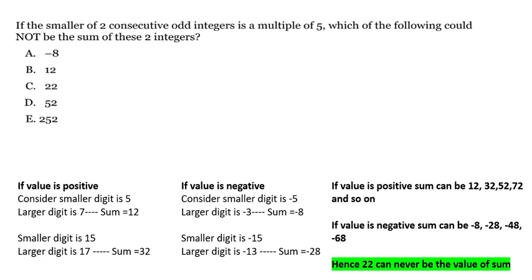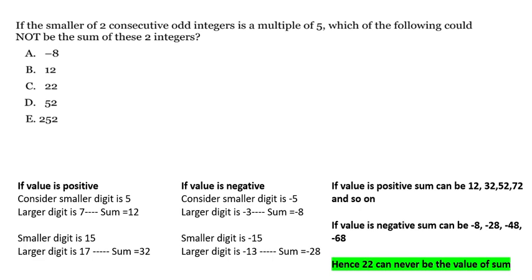So apparently, let's look at both the scenarios. In the first scenario, I'm presuming the values are positive. It is given that my smaller digit is 5. Since these are two consecutive odd numbers and the smallest number is 5, ideally the largest number should be 7 and the sum of the digits should be 12.